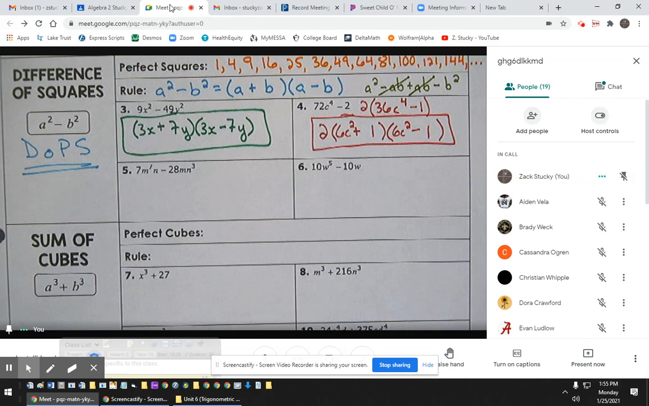So what you're taking out is what goes into both of those. So what goes into 7 and 28? 7. That's why you took out a 7. Now you move on to the m's. What's the most number of m's you can take out? Well, how many m's are here? How many are here?